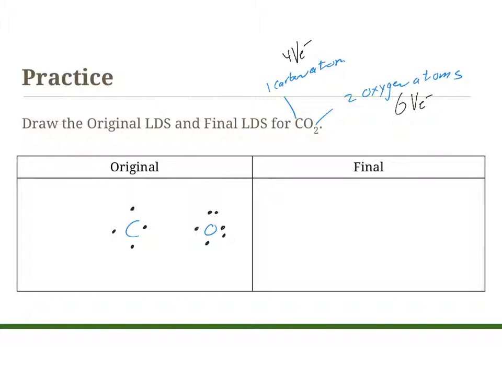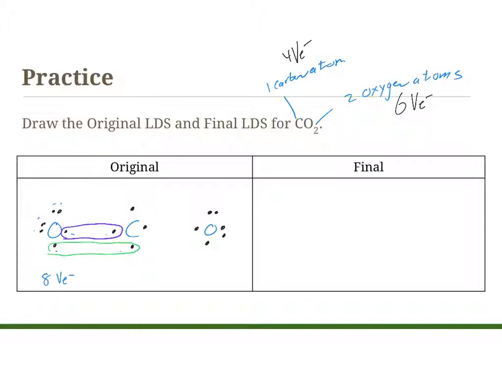And another oxygen with its 6 valence electrons. 1, 2, 3, 4, 5, 6. Now, I'm going to start pairing up electrons that I can pair up. So I'm going to take this guy here and draw a circle around those 2, and take this guy here and draw a circle around those 2. So now I've created 2 bonds in between carbon and oxygen. Oxygen looks to me like it has 8 valence electrons because it's got 1, 2, 3, 4, 5, 6, 7, 8. Nobody else is satisfied at this point.